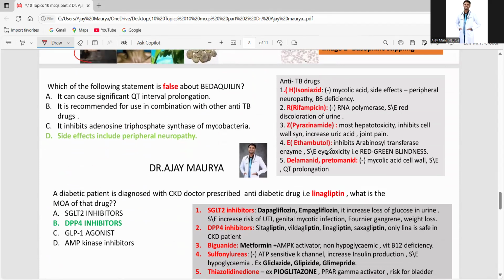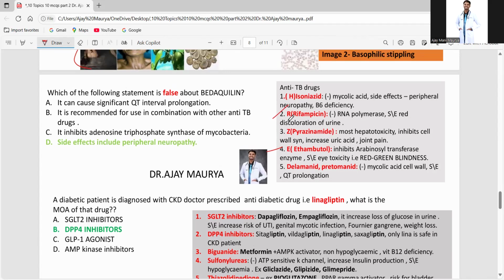Coming to the pharmacology part. We have to know about the anti-TB drugs: isoniazid, rifampicin, pyrazinamide, ethambutol, and delamanid. The most important is ethambutol, which causes red-green blindness. Isoniazid causes peripheral neuropathy. Rifampicin causes red urine. Pyrazinamide's most important toxicity is that it inhibits the excretion of uric acid, increasing uric acid, so it causes gout.